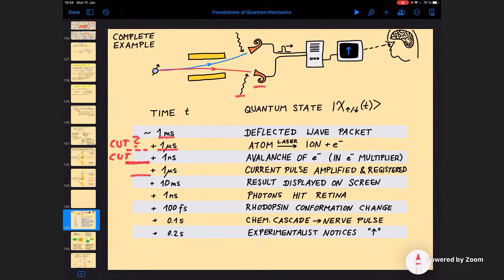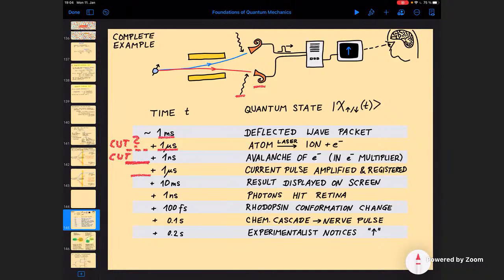Then the result is displayed on the screen. Rapidly, the first photons, once it flashes up on the screen, will hit the retina. Then we know what happens in your eye. The molecule changes its conformation. There will be a chemical cascade sending a nerve pulse. Then there will be many nerve pulses. And then at some point, the experimentalist becomes conscious of the fact that there is up. But of course, as we have seen, this is at the end of a very long chain and the cut can have been made much, much earlier already. So that's an example.